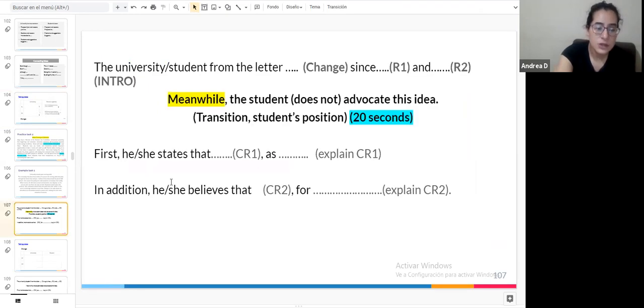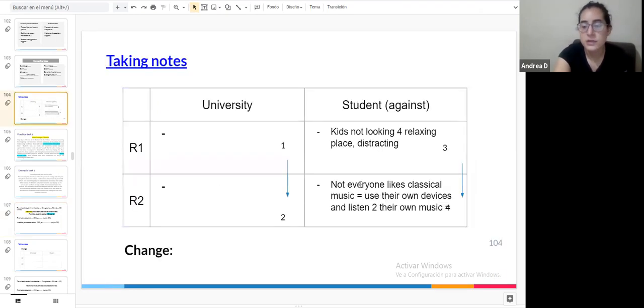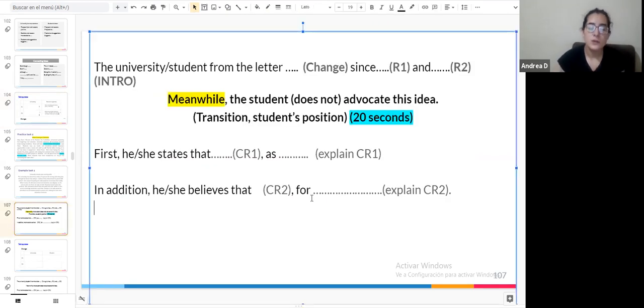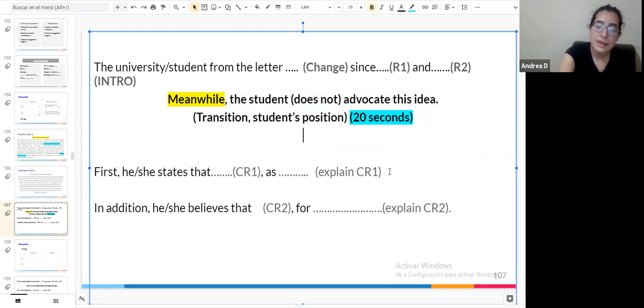And then you say, in addition, he believes that, and then you tell me the second one. Not everyone likes classical music, which means they are more likely to bring their own devices, listen to their own music, and therefore, or as a result, not connect with each other. Okay, so that's it. You have the intro, you have the transition, which makes 20 seconds total. And then you have the two reasons, which could also be 20 seconds for each. So 20 seconds here and 20 there, right?